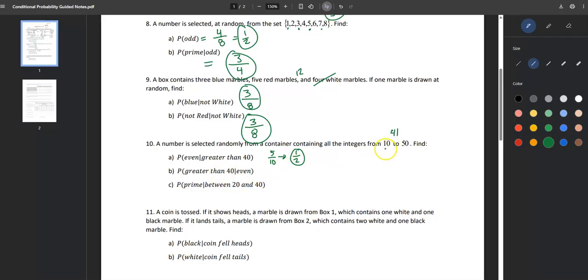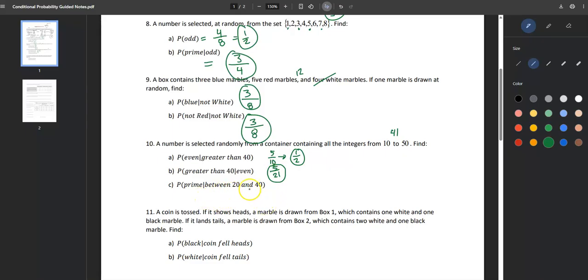So if I look at the even numbers, there are 21 of those. Again, 10, 12, 14, 16, 18, 20, 22, 24, 26, 28, 30, 32, 34, 36, 38, 40, 42, 44, 46, 48, and 50 would be 21 numbers that are even. And how many of those even numbers are greater than 40? So it has to be greater than 40 and even. So that'd be 42, 44, 46, 48, and 50. So there are 5 of them there as well. So 5 out of 21.